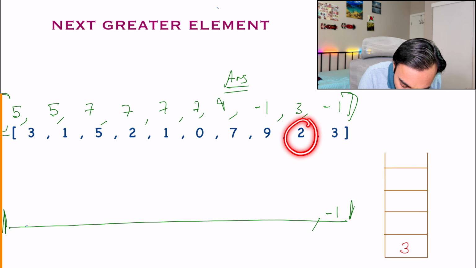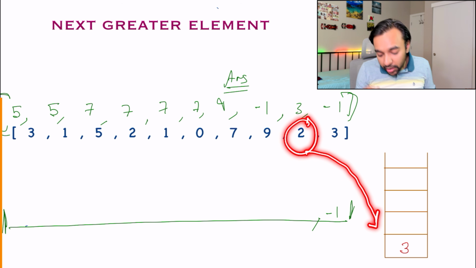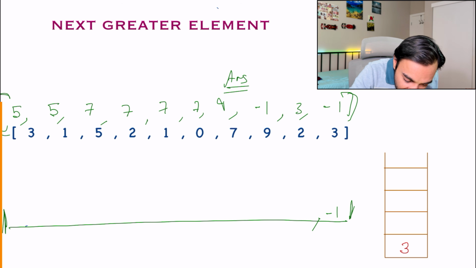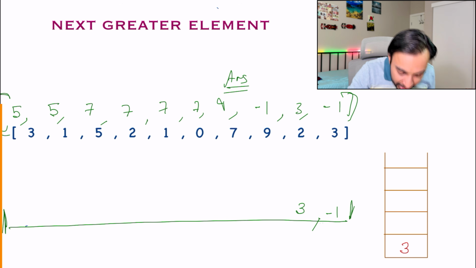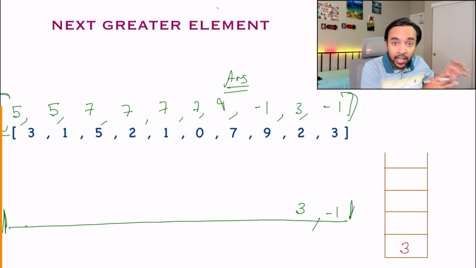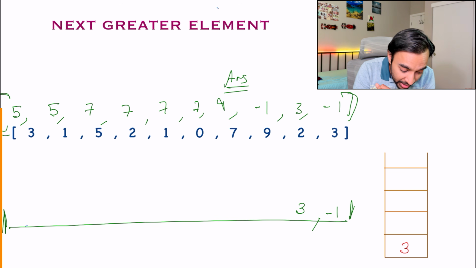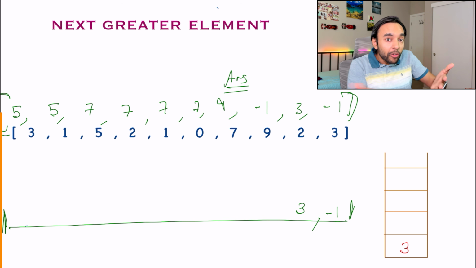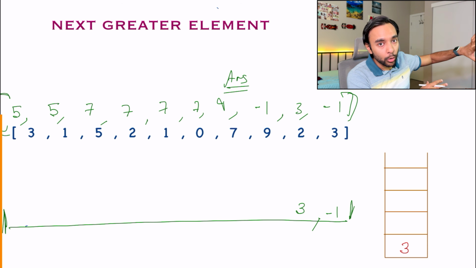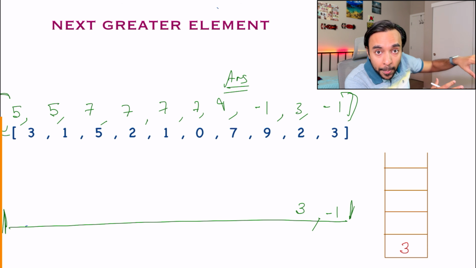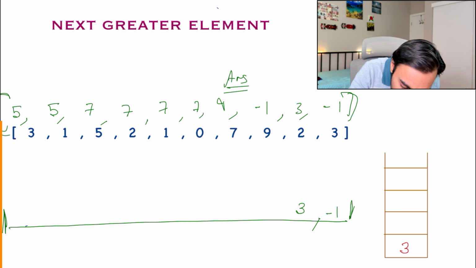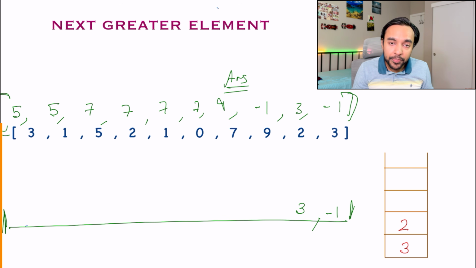Now go ahead. Look at the next element. Next element is 2. Check your stack. Do you find a next greater element over here? Yes. So what I can do is I can write down 3 over here. This is the next greater element, correct? But also, this 2 itself, it might be a next greater element for some of the previous elements. I don't know yet because I haven't seen them yet. So I will want to keep it in my stack also. So I will write down 2 in my stack over here, correct?